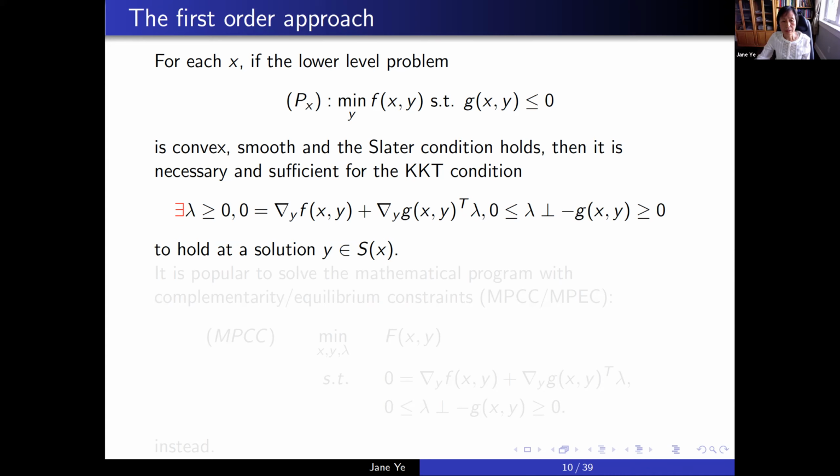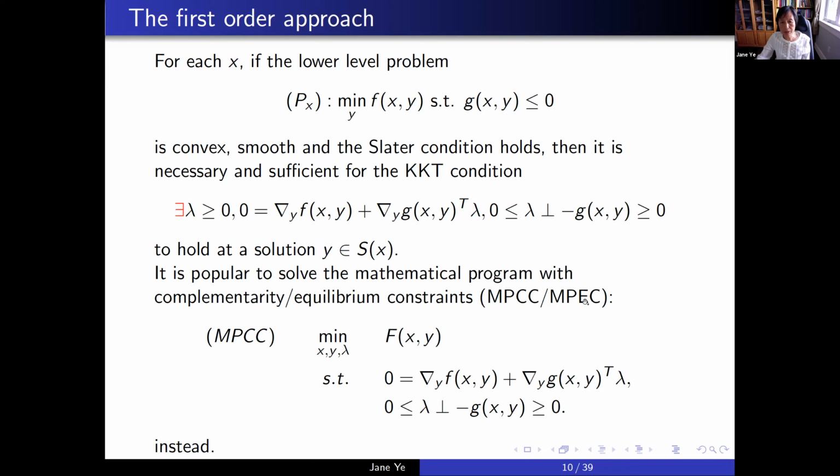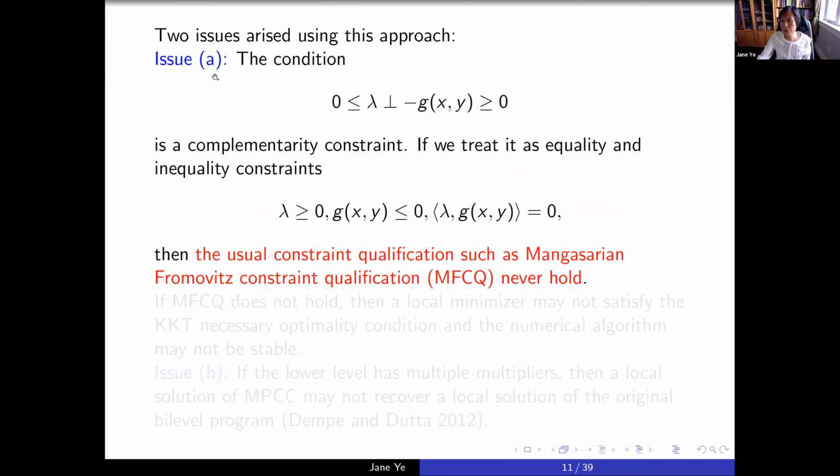Then it is popular to solve this so-called mathematical program with complementarity or equilibrium constraints. Here you minimize over x, y, and the Lagrange multiplier, subject to the KKT condition. But there are two issues involved in using this approach.